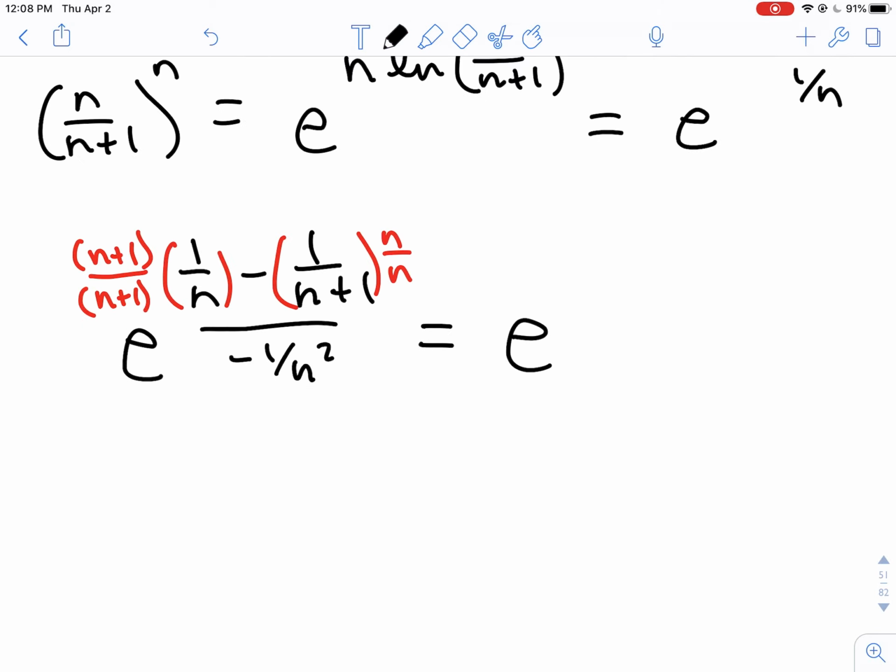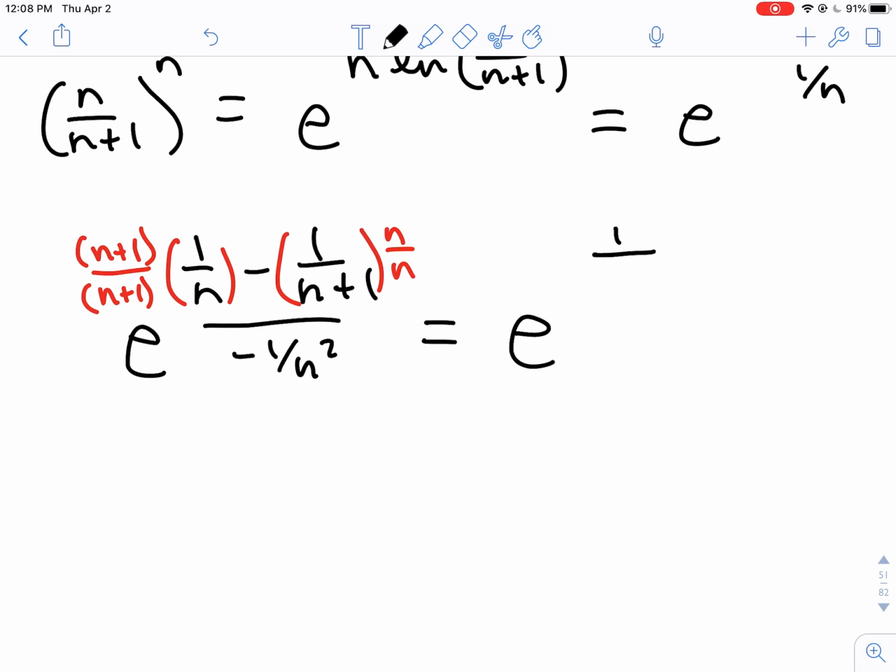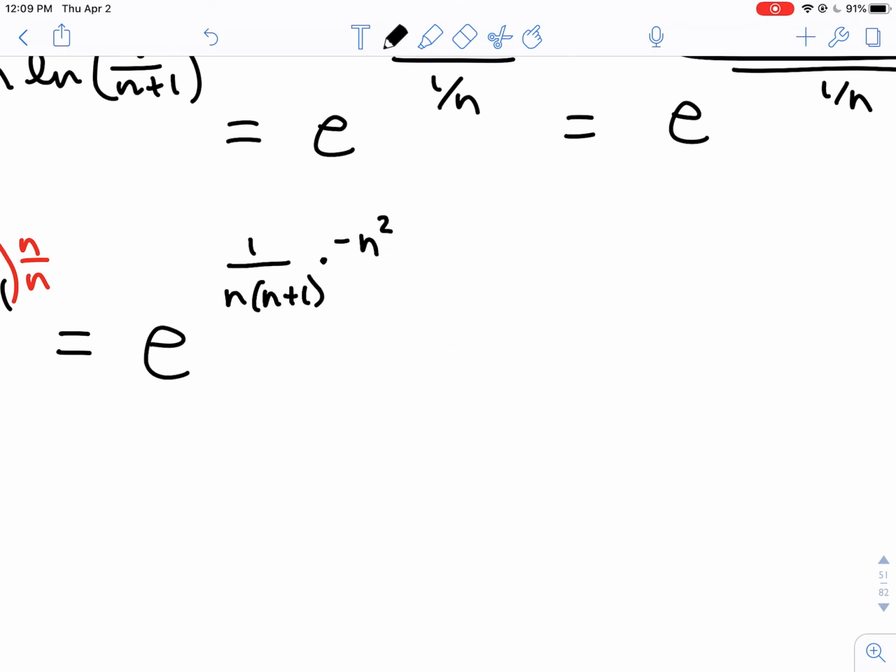In the top, we get n plus 1 minus n. We get a 1 up top, and the bottom is an n times an n plus 1. And then instead of dividing by this, I'm going to multiply by its reciprocal. All right, this is equal to e to the negative n squared over n squared plus n.